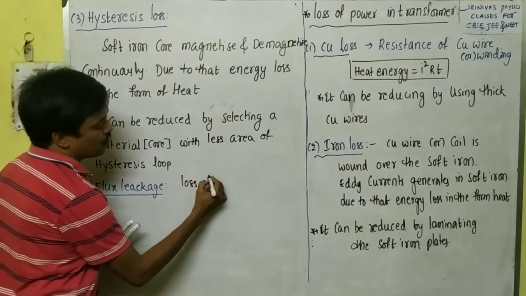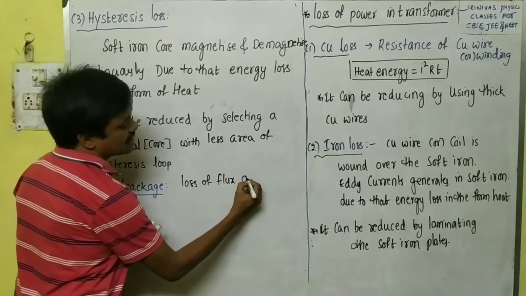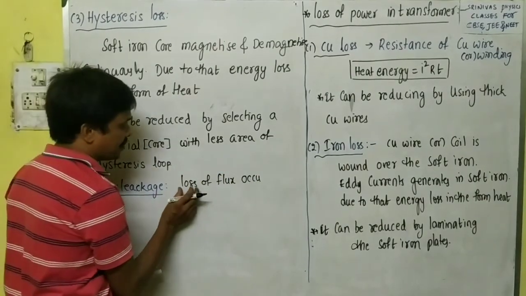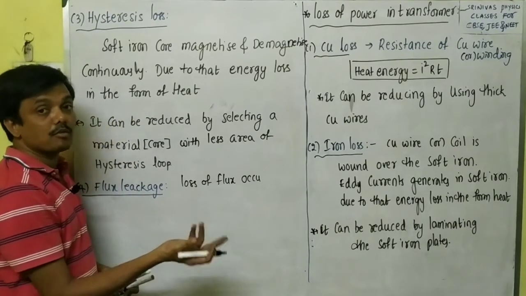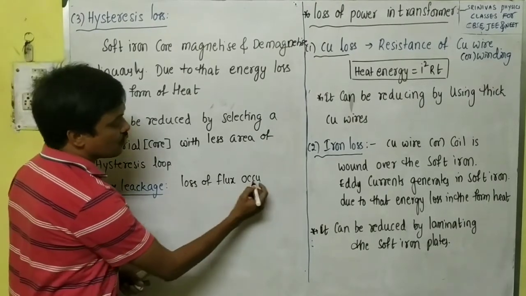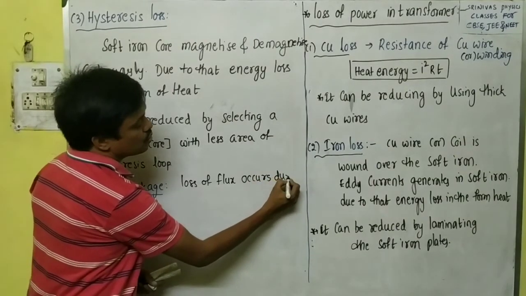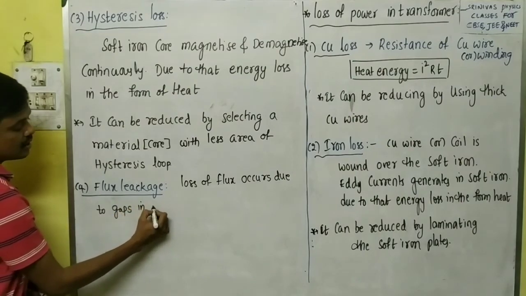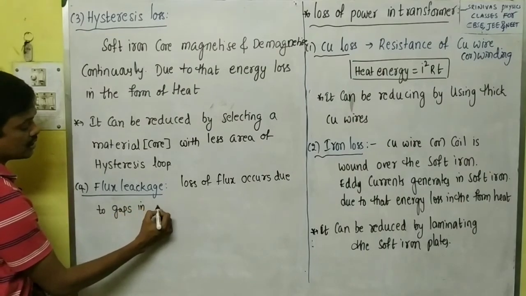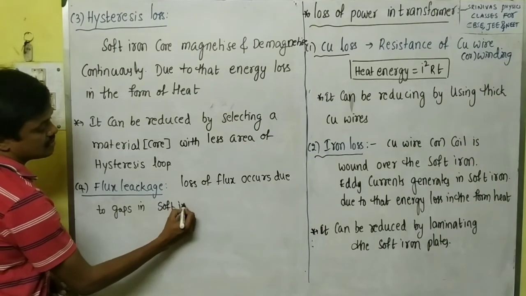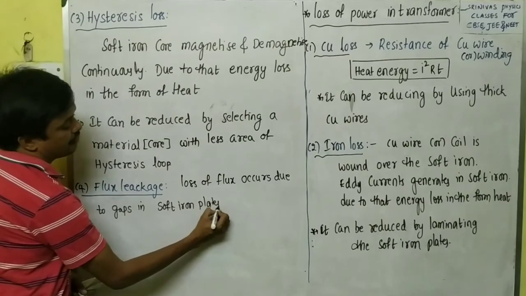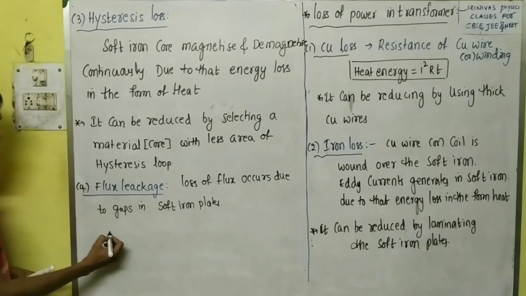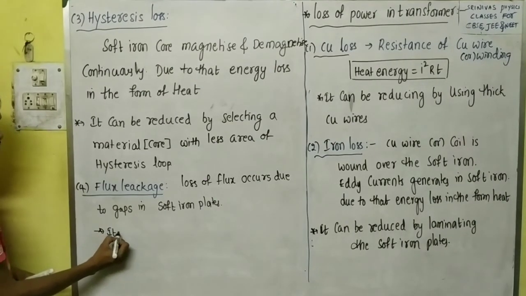Loss of flux means that not all the flux generated in the primary coil links with the secondary coil. When the flux linkage changes, the output voltage also changes. Loss of flux occurs due to gaps in the soft iron plates. The flux linked with the secondary coil is not equal to that of the primary coil. It can be reduced.